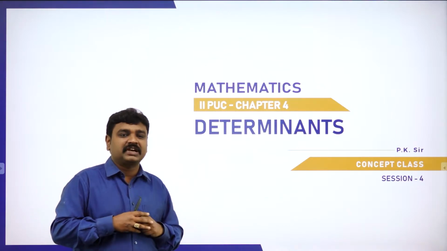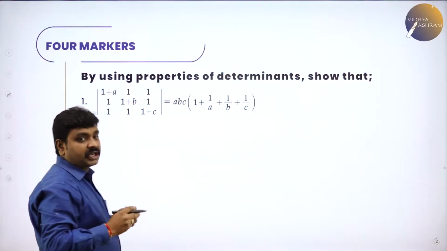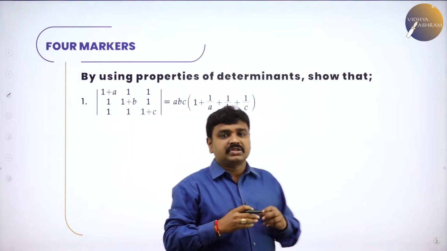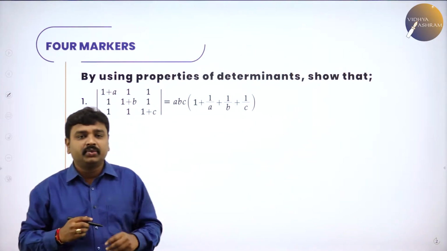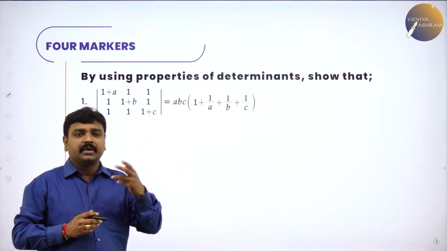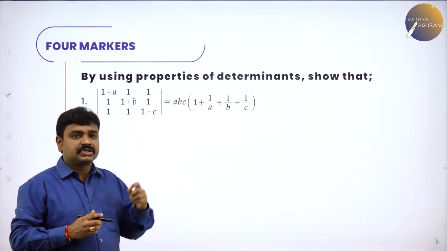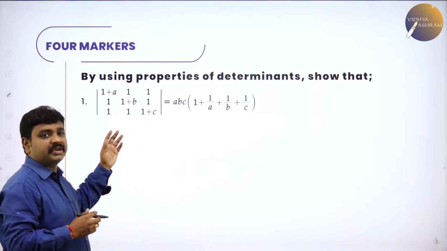Okay, so now we'll start with the very first problem which has appeared in your board exam. So these are all the standard 4 mark questions. So now in the first tier I'll be doing few problems which already appeared in the past board papers. So now this is a standard problem that appeared in the past board paper.